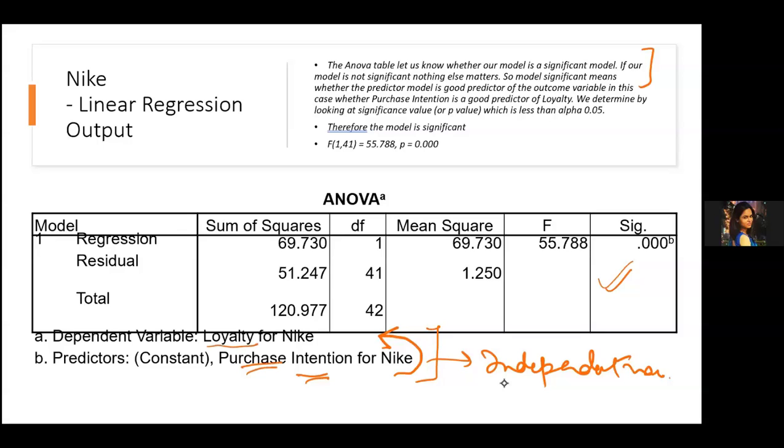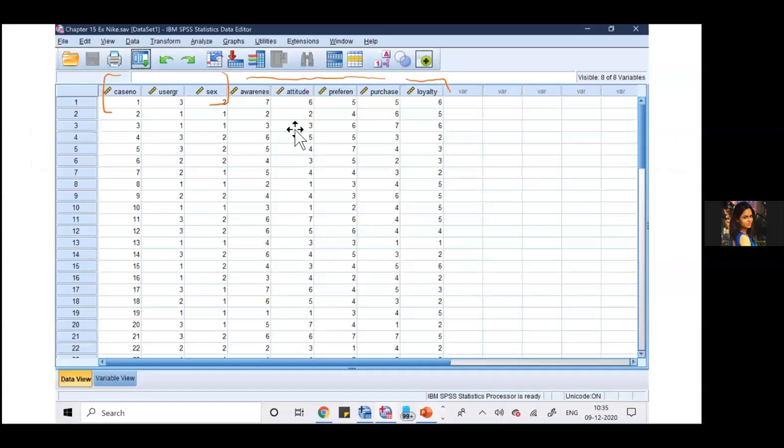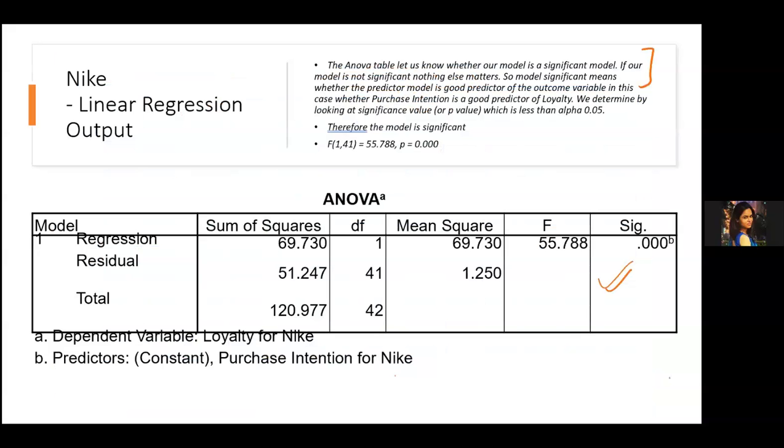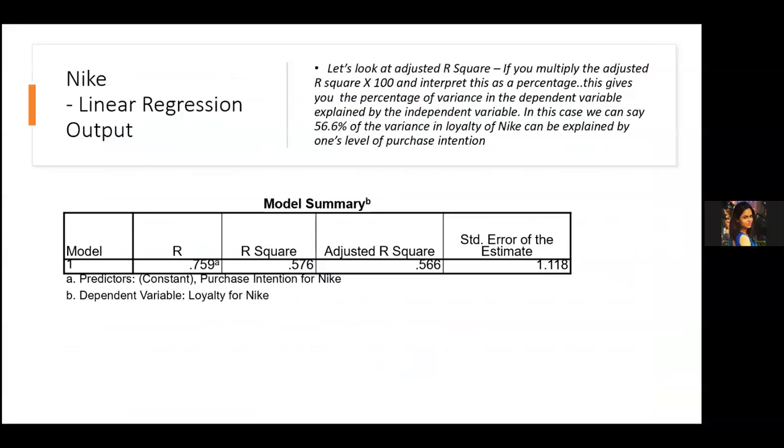Your purchase intention, say I can predict loyalty. This is what my ANOVA table is saying, and the significance, it is significant. So yes, I can say that by using purchase intention, I can predict the loyalty. So here, by using purchase intention, I can predict my loyalty. This is what this regression table is telling me.